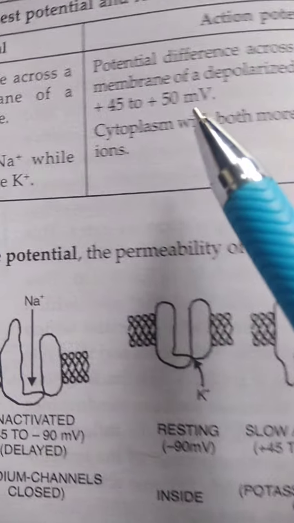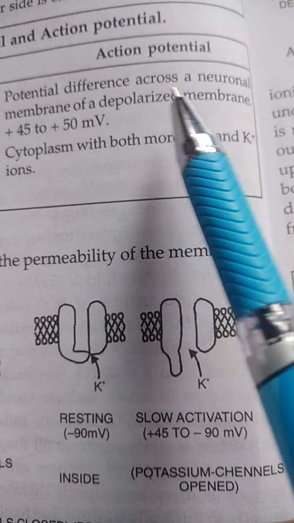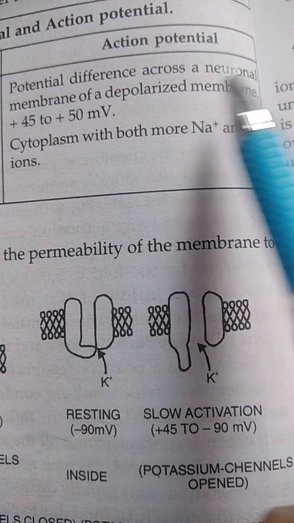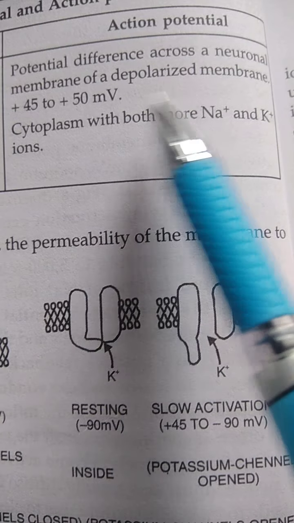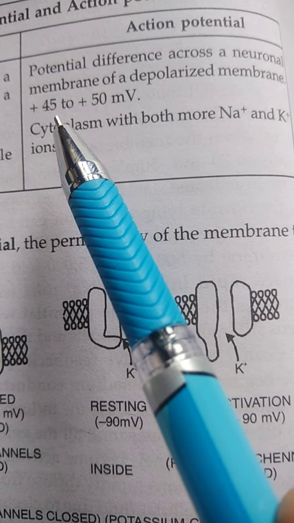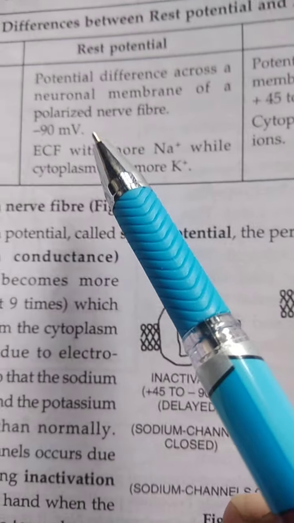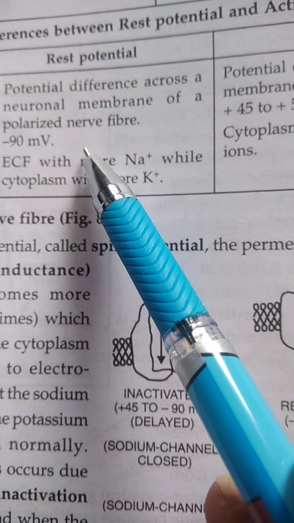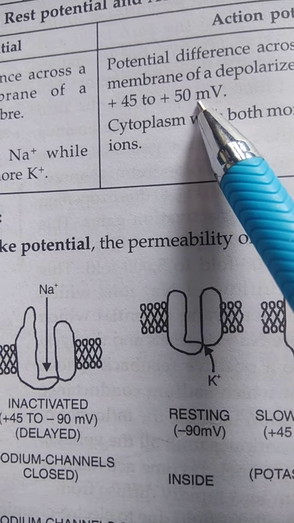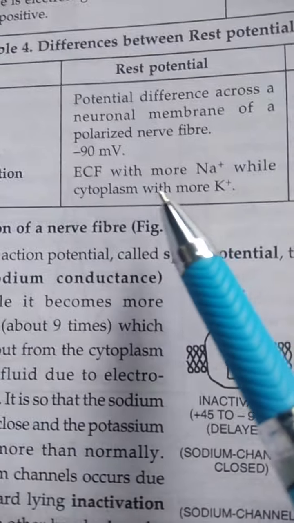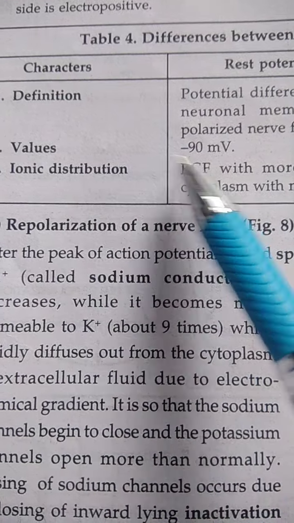And you can see the next one is the action potential. What is action potential? Here the potential difference across the two sides of the neural membrane of the depolarized membrane at once reaches plus 45 to plus 50 millivolts. So from the negative value of minus 90 millivolts, it becomes positive, plus 45 to plus 50 millivolts. This was about the values.